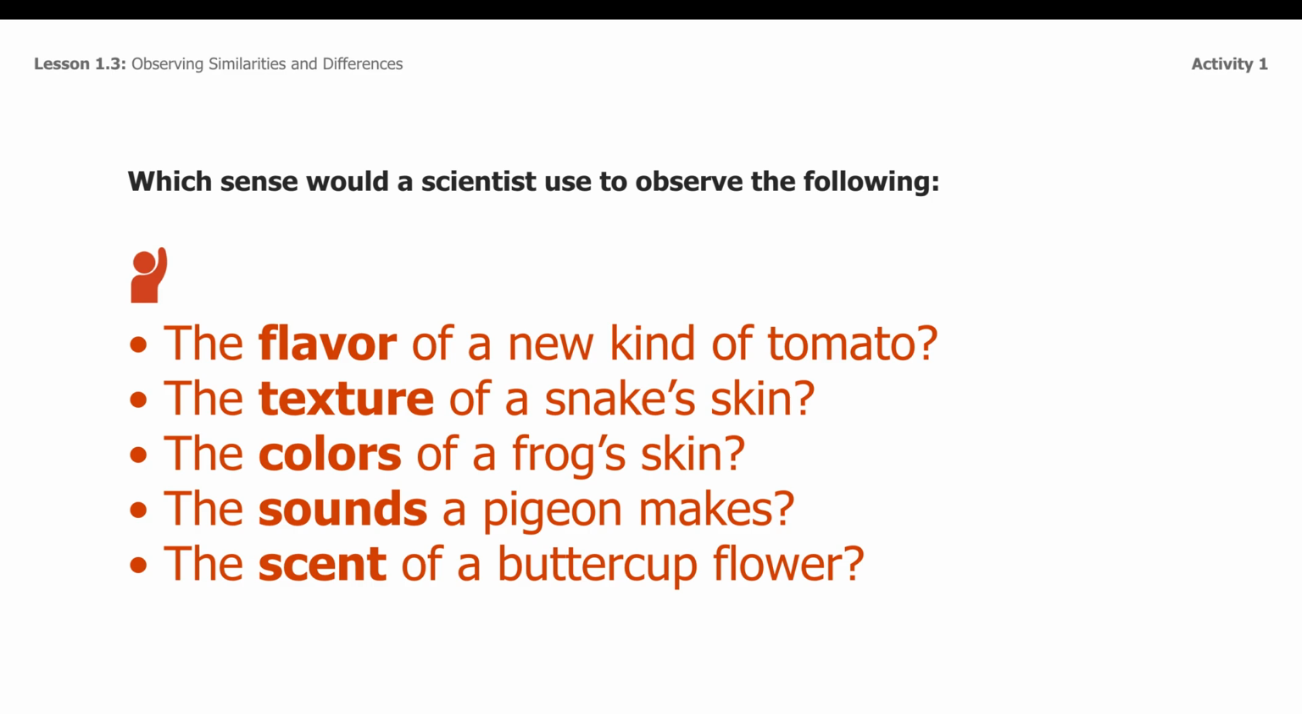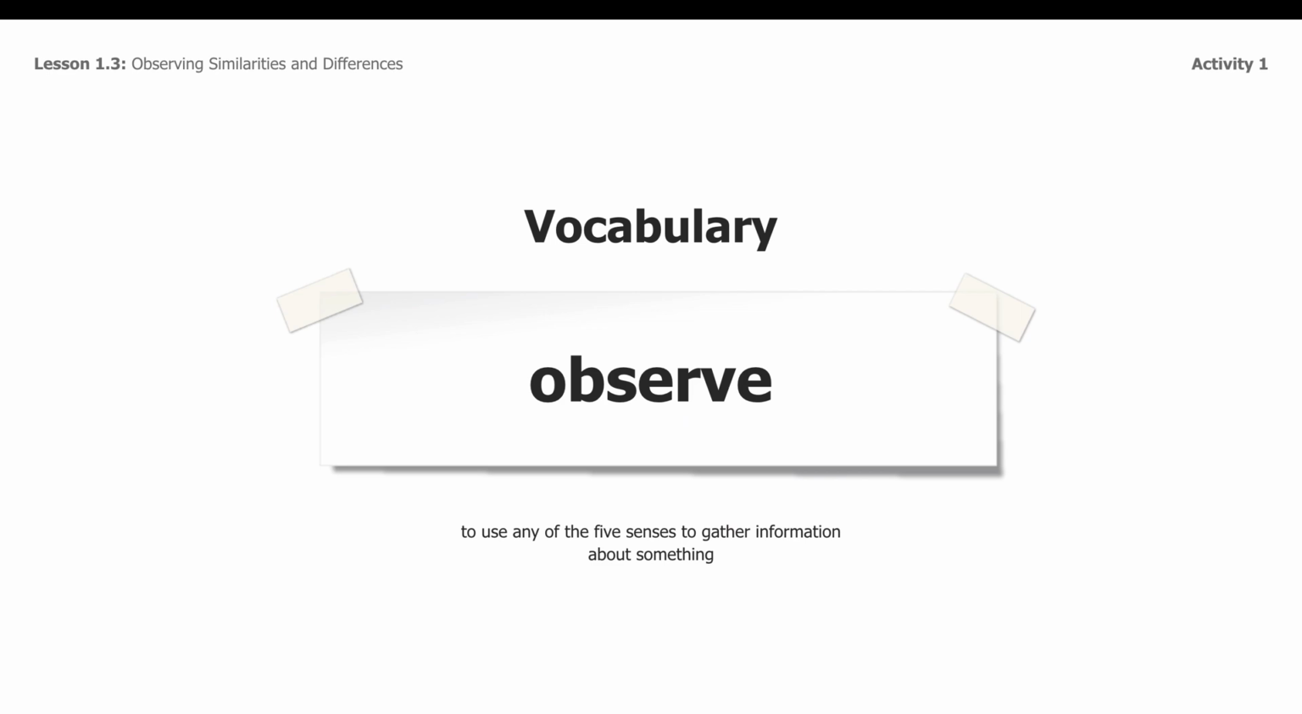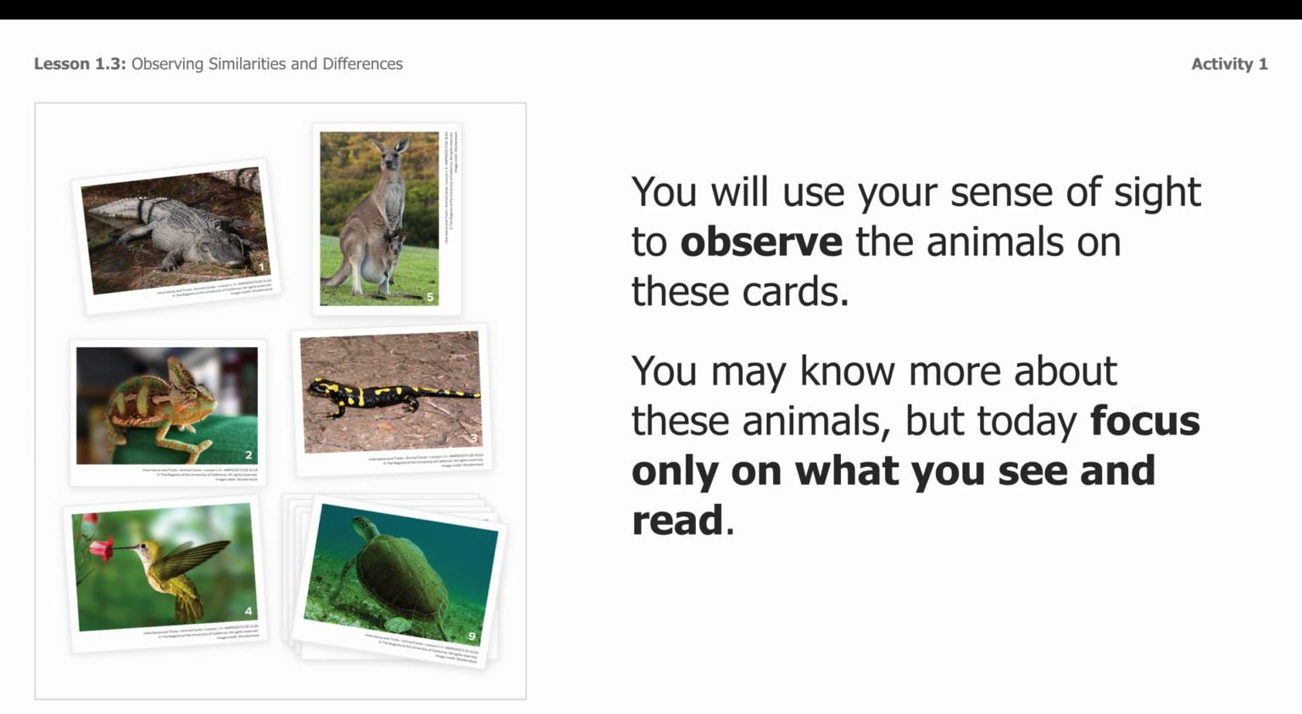Scent is how something smells, so that would be your sense of smell. Okay, so to observe, we've used that word a lot in science. It just means to use any of the five senses to gather information about something.